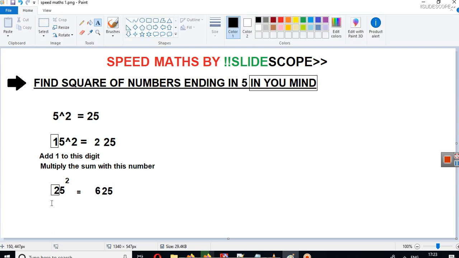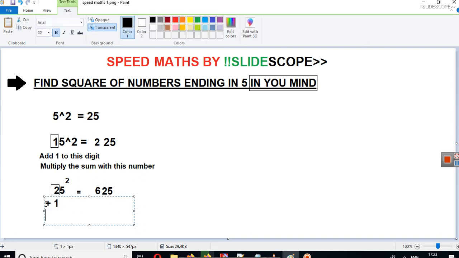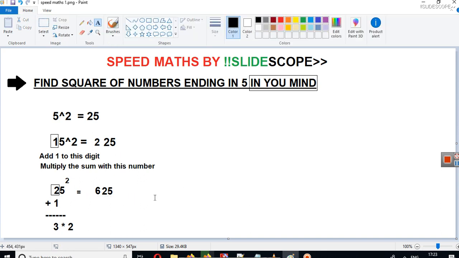You just have to add 1 to the other digit, and then whatever you get, you have to multiply it with the original digit, and whatever you get, you just write it here, and that will be the square of that particular number.